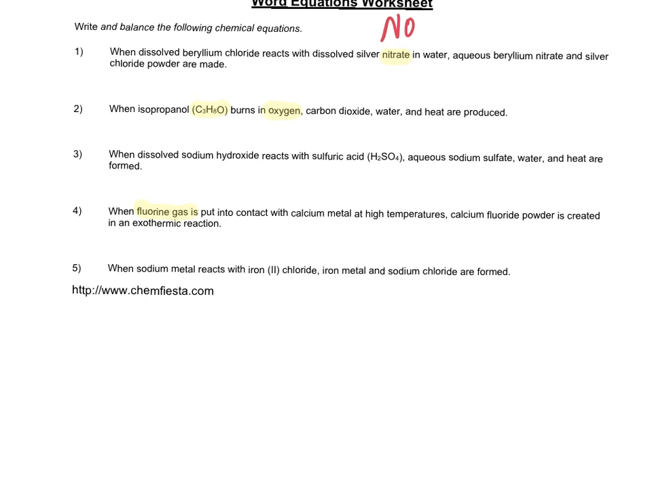Hey Siri, what is the formula for nitrate? NO3. I was wrong. So, yeah. NO3, and the charge is -1.